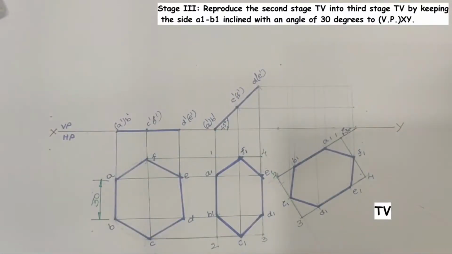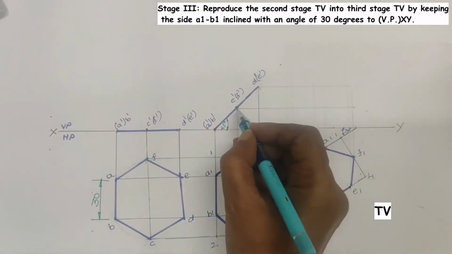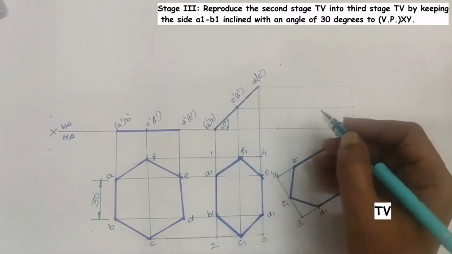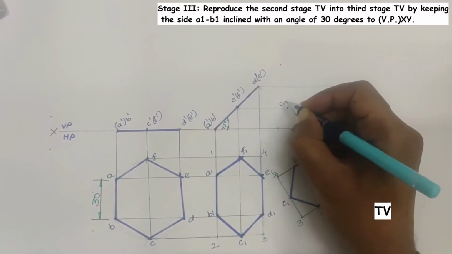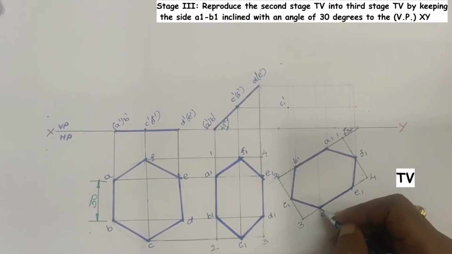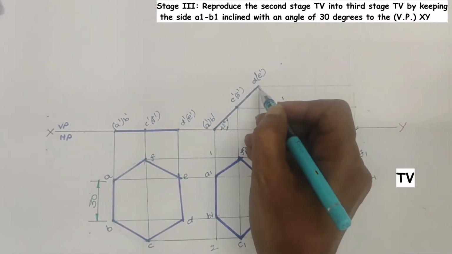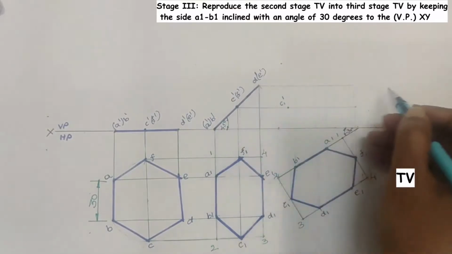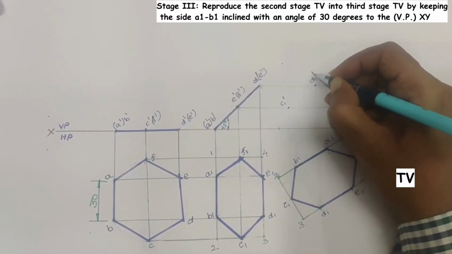Then locate the intersection points in the third stage front view. Here, this is the projector going towards the vertical plane through the point C1, and this is the projector coming from second stage front view point, say C dash. Both are meeting at this particular point; name this point as C1 dash. Then this is the projector going through the D1 point towards the vertical plane, and this is the projector coming from second stage front view point, say D dash, horizontally in the rightward direction. Both are meeting at this particular point; name this point as D1 dash.